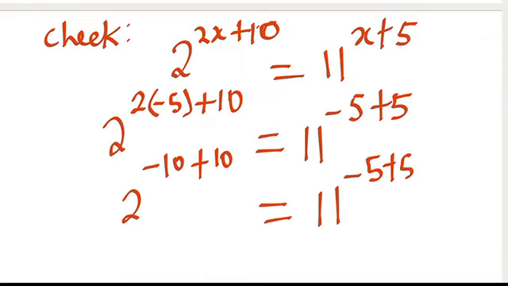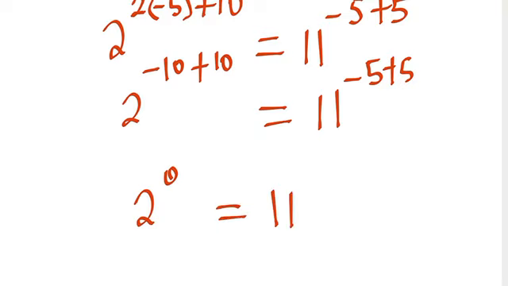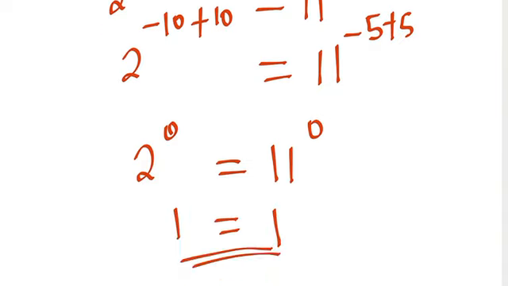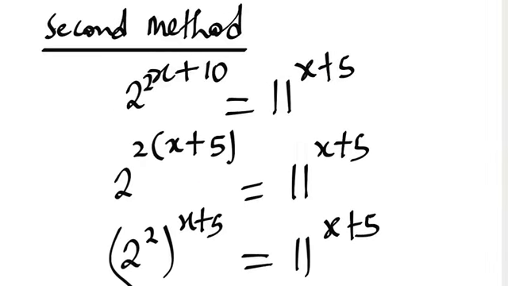So now we have 2 to the power of minus 10 plus 10, we're going to have 0. Then 11 to the power of minus 5 plus 5, we're going to have 0. So 2 raised to the power 0, we have 1. 11 raised to the power 0, we have 1. So which shows that the solution x equals minus 5 we got is the right and valid solution.